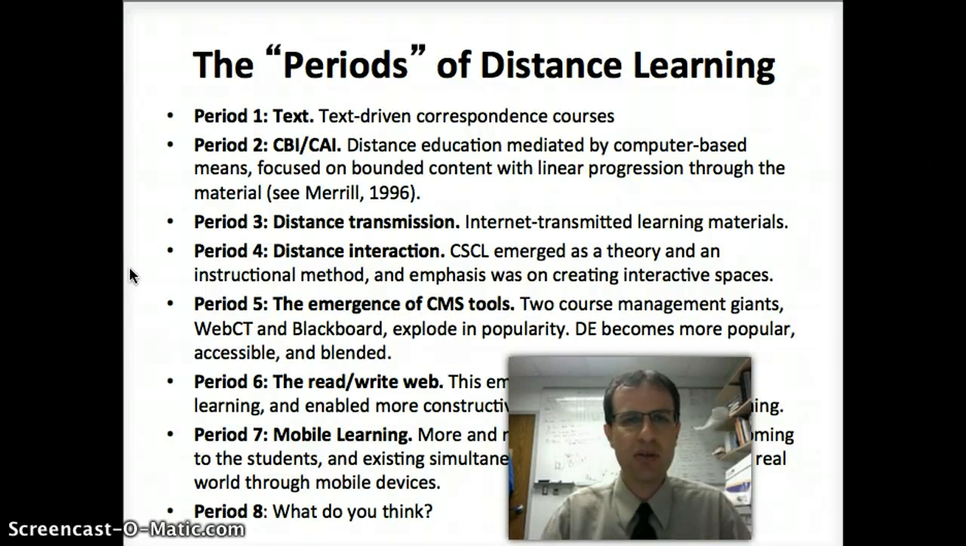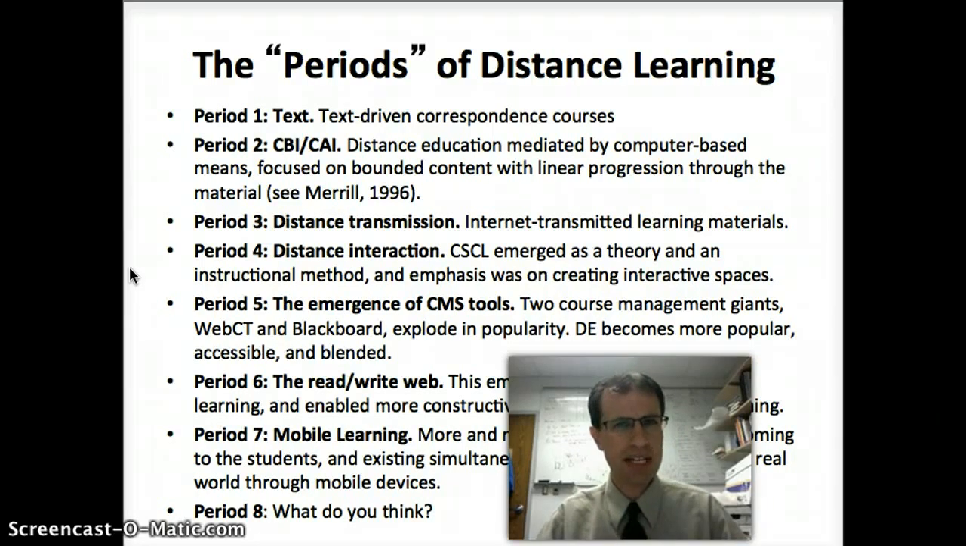And we then progressed to doing computer-based instruction, where you could do the same kind of thing but with a CD-ROM. But the amount of communication and interaction between students and teachers was still very limited. It was mostly just the student interacting with the material in a computer-based program. In fact, you'll see as we go through these periods that one of the trends is an increase in interaction. So period 3 would be distance transmission, where the internet started to transmit these materials instead of computer-based software.